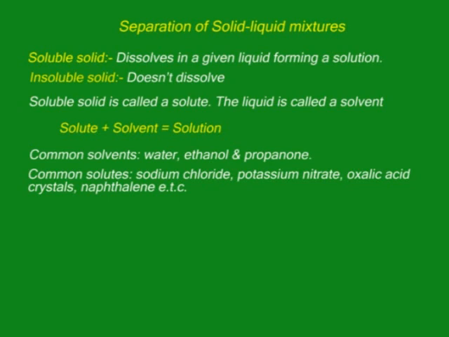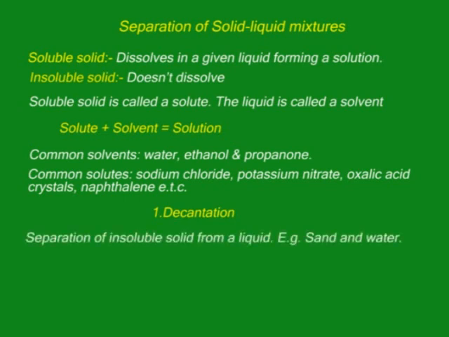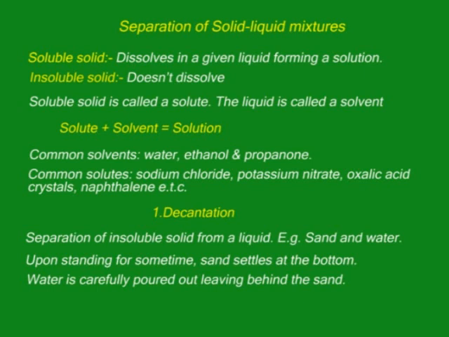The first method of separating solid-liquid mixtures is decantation. Decantation is a method used to separate a solid-liquid mixture where the solid is insoluble, for example, a mixture of sand and water. When allowed to stand for some time, the sand will settle at the bottom of the container and the water can be poured out carefully. It is, however, not a very efficient method. Let's take a look at this demonstration from the following animation.